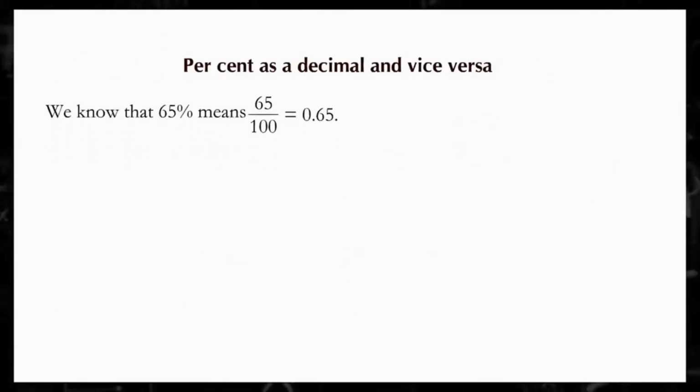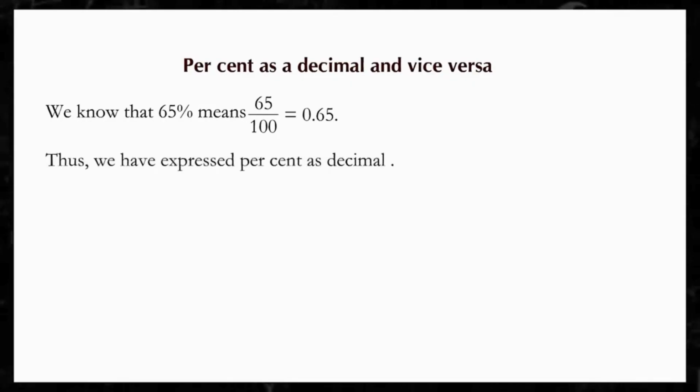We know that 65% means 65 upon 100, which is equal to 0.65. Thus, we have expressed percent as a decimal.